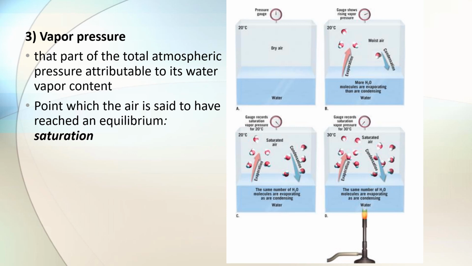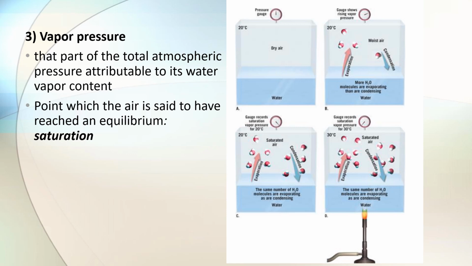Eventually, the number of water vapor molecules returning to the surface will balance the number of water molecules that are leaving, at which point the air is said to be saturated. So now it has reached a point where the air is said to be in equilibrium. That's what we call the saturation of the vapor pressure.